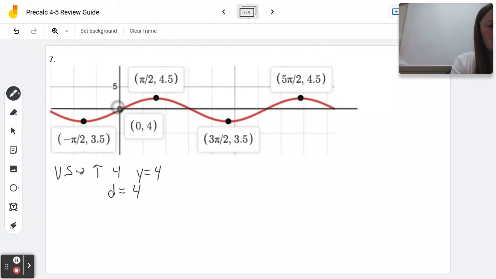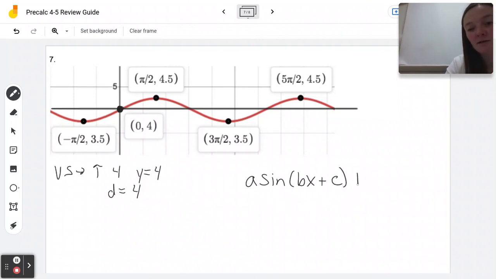We can see that this actually starts at the origin, so let's assume it's a sine graph because that's going to be way easier for us. We can say a sine of bx plus c plus d, and we already know that d is 4. Let's figure out what the period is next.